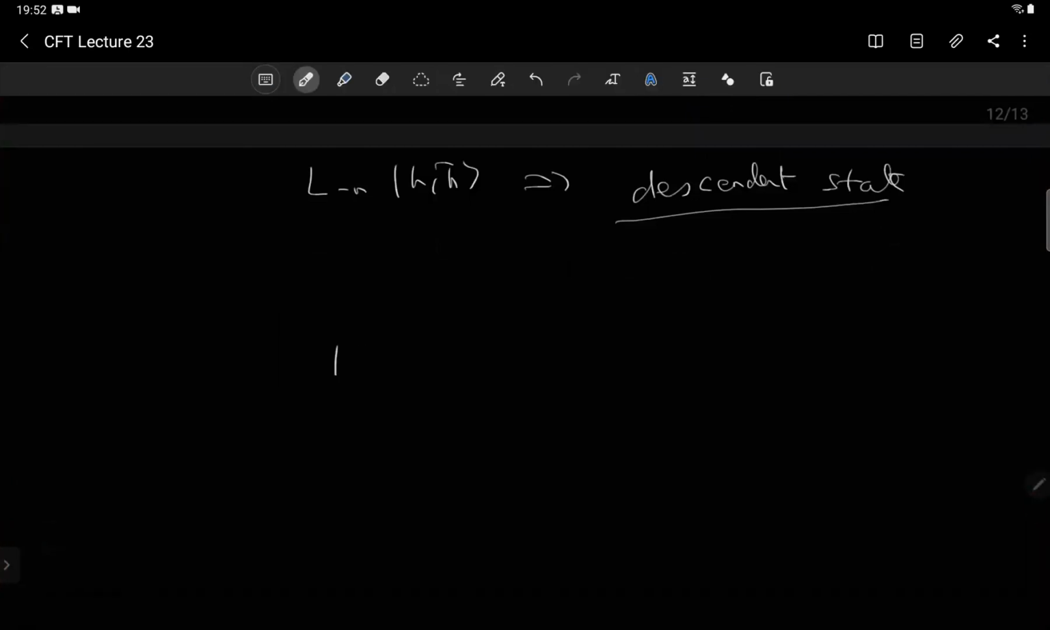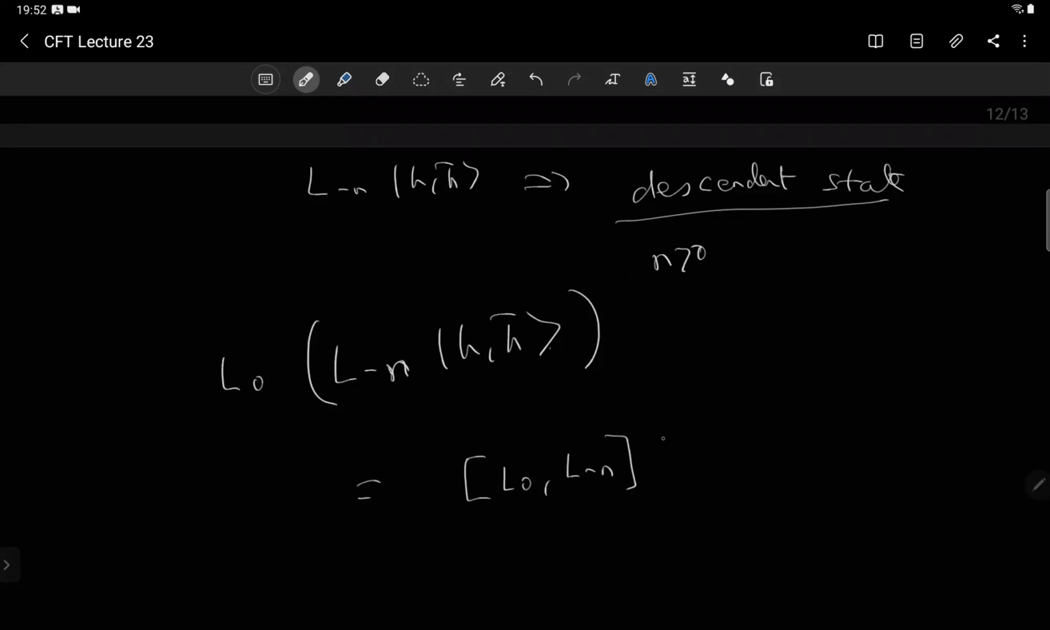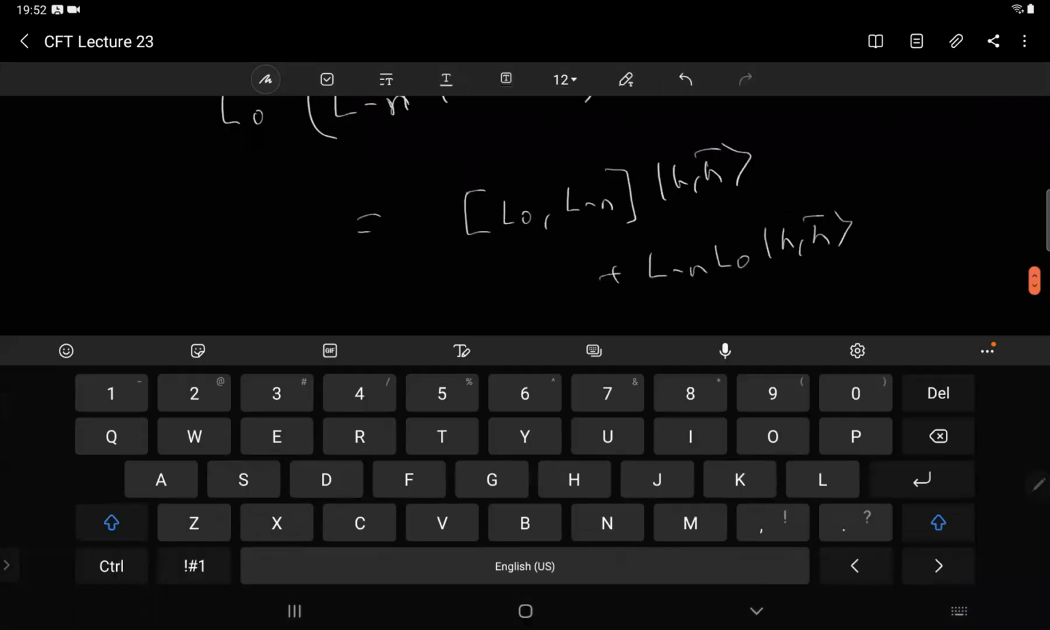So for instance, let's take a particular state L minus n HH bar, and then we see what L0 acting on L minus n HH bar is, where n is positive, meaning negative mode minus n. So we can actually calculate this because we know the Virasoro algebra. We can write this as the commutator of L0 and L minus n acting on HH bar, plus L minus n L0 acting on HH bar.